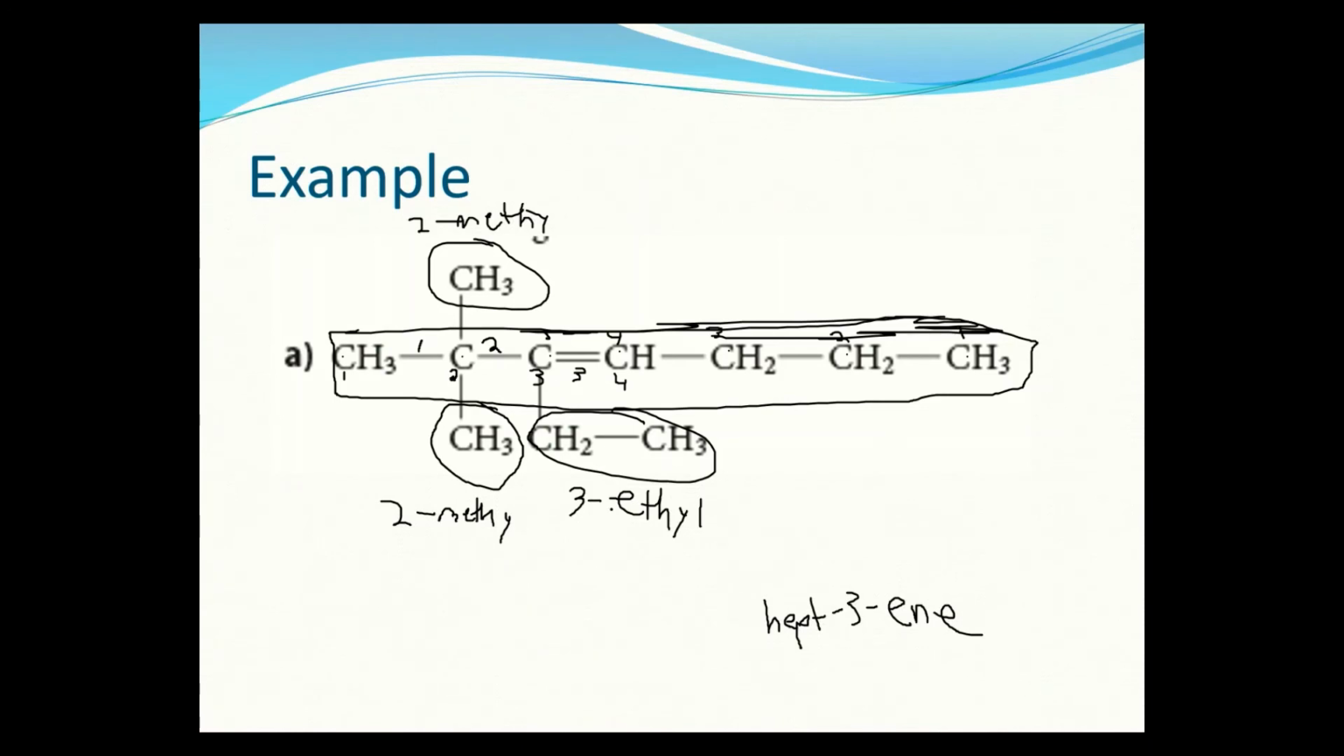So we name them alphabetically, so the ethyl comes first. So we go 3-ethyl. And then we have 2,2, so those are where they occur. And since there's 2 of them, we have to call it dimethyl. So the name of this is 3-ethyl-2,2-dimethylhept-3-ene.